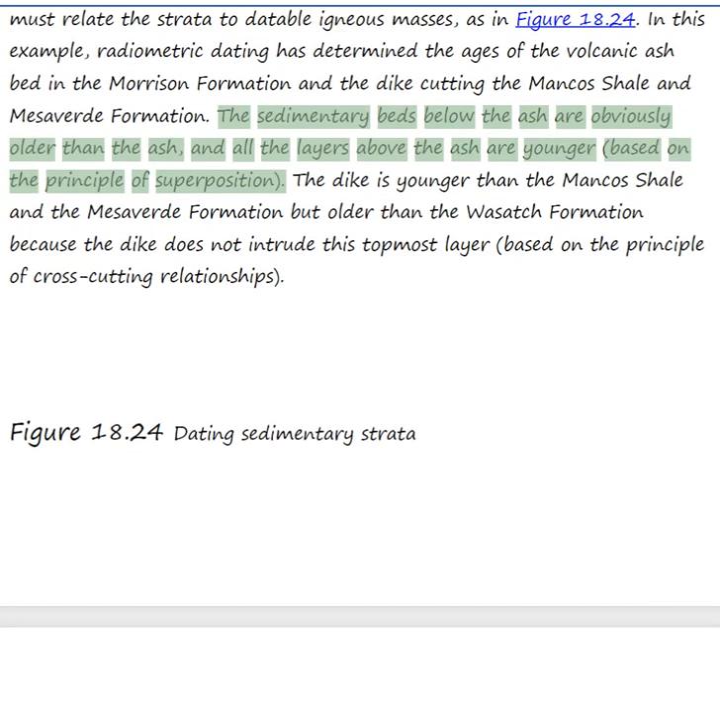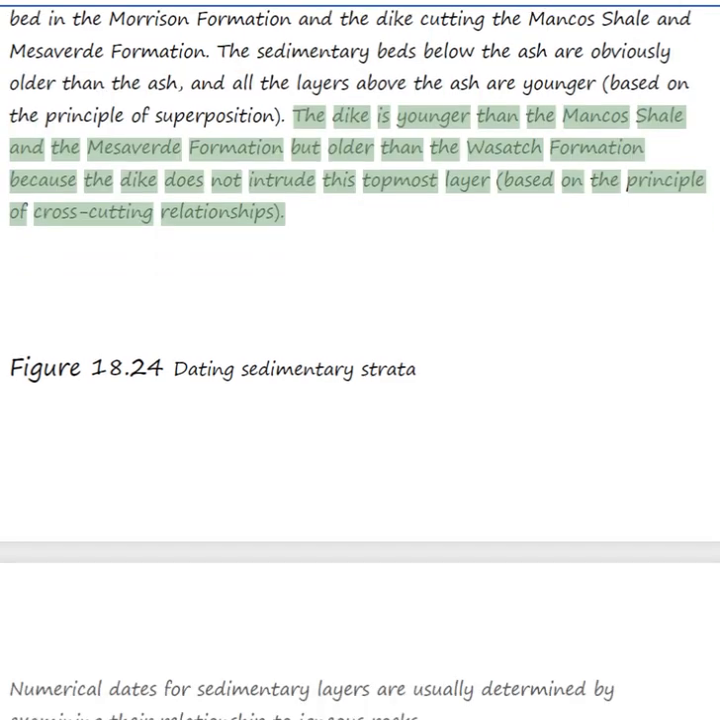The sedimentary beds below the ash are obviously older than the ash, and all the layers above the ash are younger. The dike is younger than the Mancos Shale and the Mesa Verde Formation but older than the Wasatch Formation because the dike does not intrude this topmost layer.